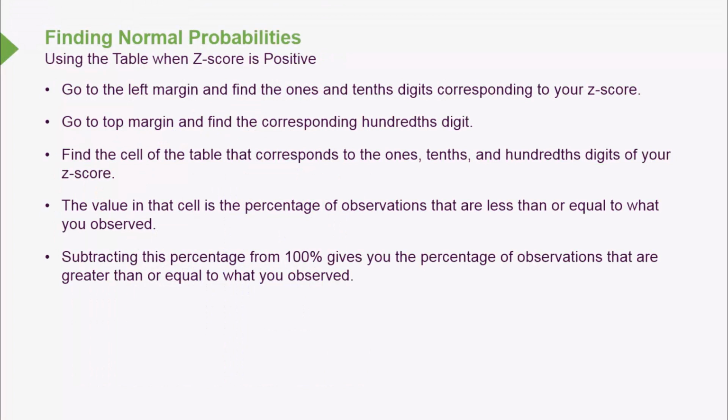But how do we use it? Well, let's start with when the z-score is positive because that's the easy case. What we do is we go to the left margin and we find the ones and tenths digit corresponding to the z-score. And then we'll find the hundredths digit in the top margin. Once we do that, we match up the cell in the body of the table that corresponds to both of those. And that cell gives the percentage of observations that are less than or equal to what the z-score is. Subtracting this value from 100% gives you the percentage of observations that are greater than or equal to the z-score that you're interested in.